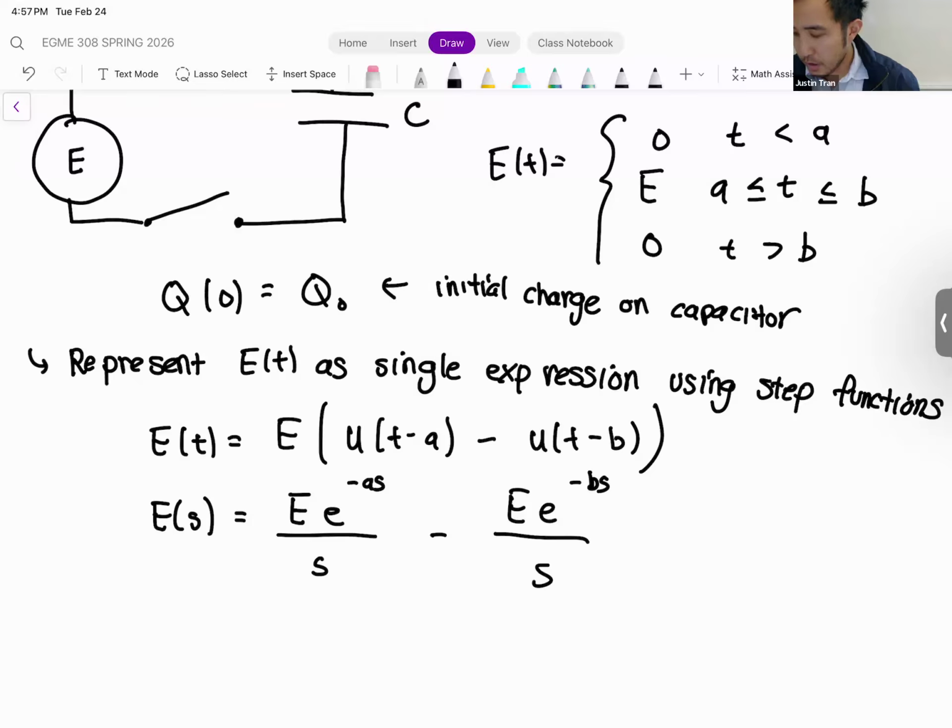Good. Now that we have our expression for our forcing function, we can go ahead and plug it back in and then take the Laplace transform of our entire equation.